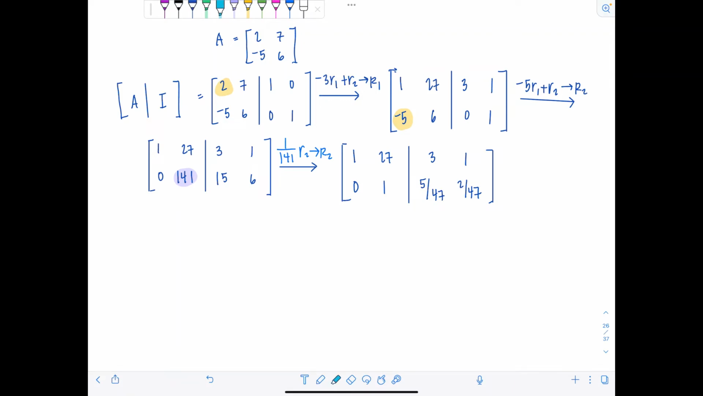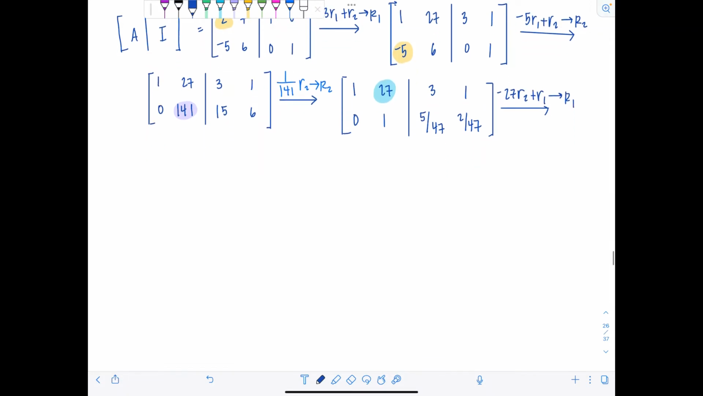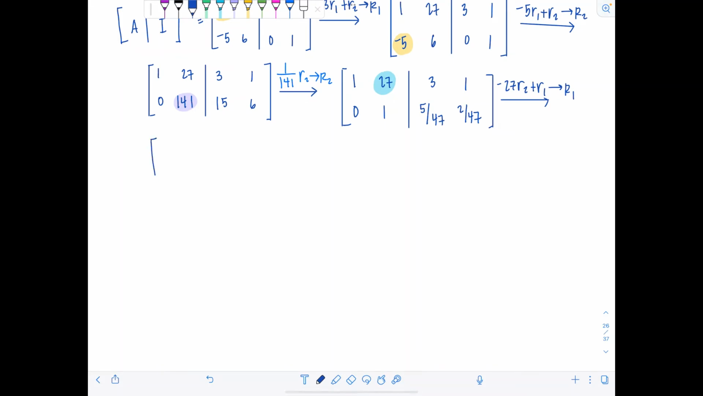Next, we need to make this 27 a 0. So, using that pivot, I'll take negative 27 row 2 plus row 1. That's my new row 1. And then we'll be done. Isn't that exciting? We'll be done finding the inverse. So we'll have 1, 0. This is going to be 6 over 47, negative 7 over 47, 0, 1, 5 over 47, 2 over 47.